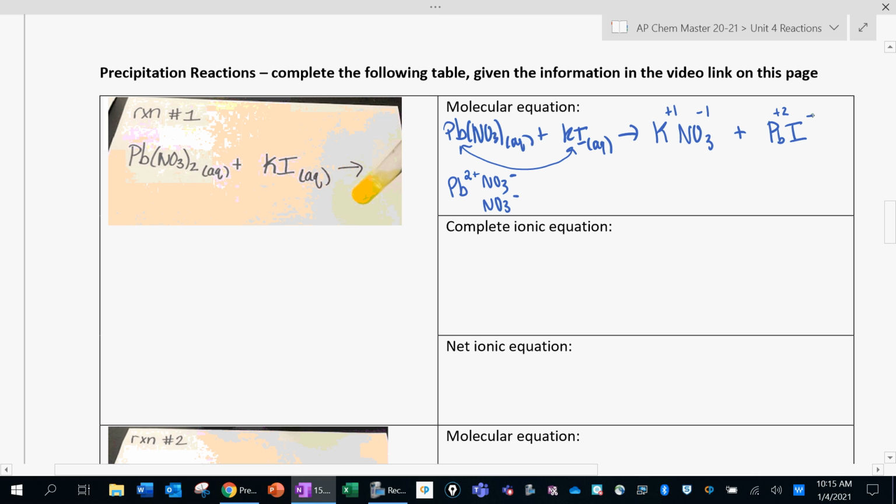Iodine, if I look on my table, that's one of the ones I know is always -1. So I need to have 2 iodines for every 1 lead. Okay, so now I've got my formulas written correctly with the subscript.